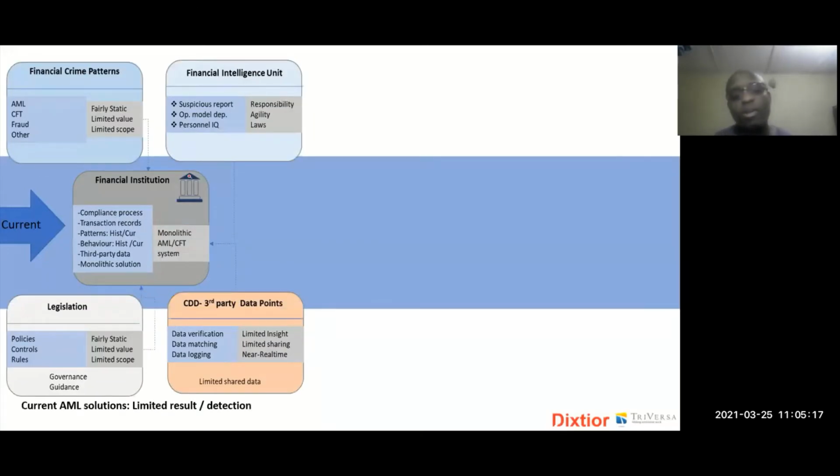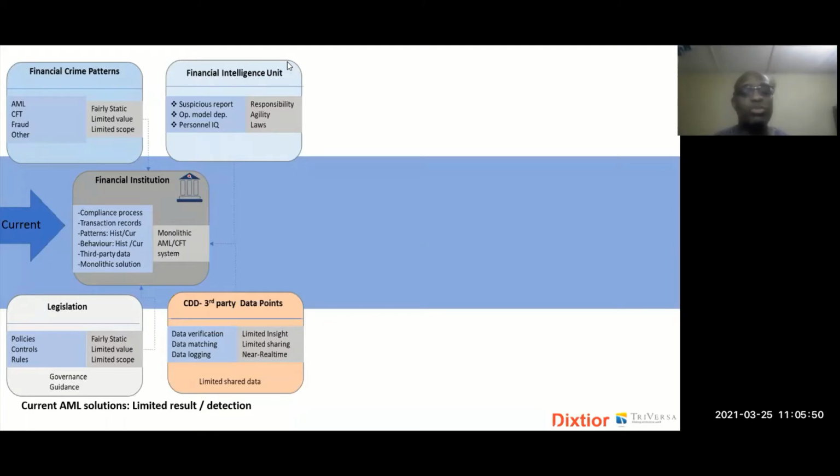So currently, most financial organizations have a compliance unit which defines the compliance processes based on the legislation, which is being driven by FATF, but also works very closely with the financial intelligence unit. Nationally, most countries have a financial intelligence unit, whose responsibility is to effectively identify fraud patterns and share that insight with the financial institutions in the country.